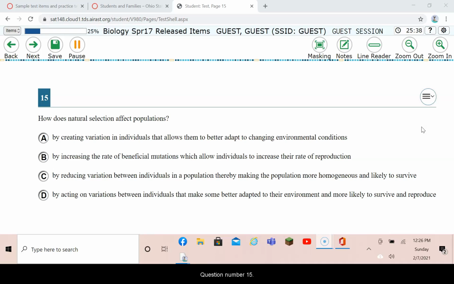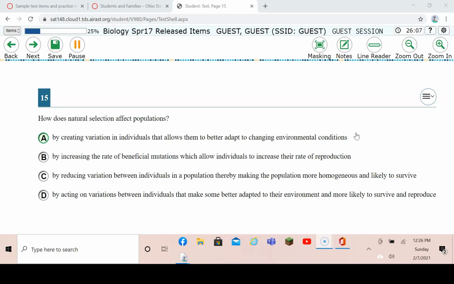Question number 15. How does natural selection affect populations? Let's look at our answers. A, by creating variation in individuals that allow them to better adapt to changing environmental conditions. When we talk about natural selection, we're not concerned about individuals. We're concerned with populations. Natural selection does not affect populations by creating variations in individuals.